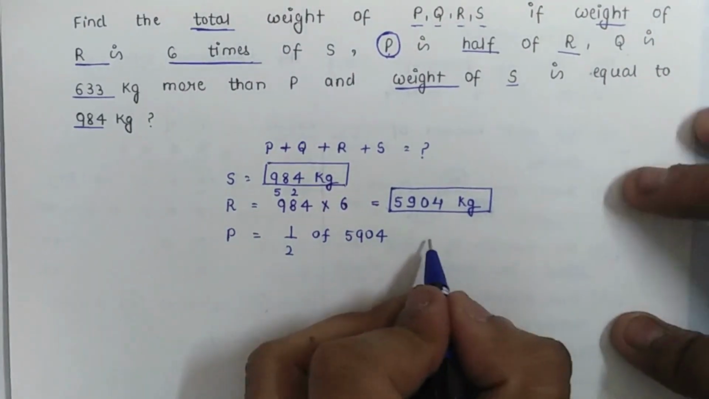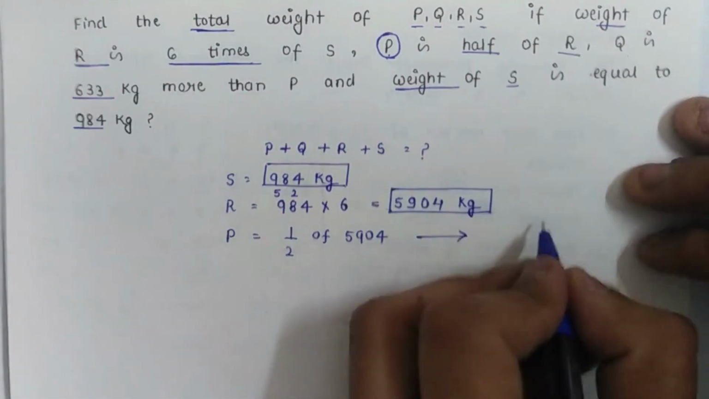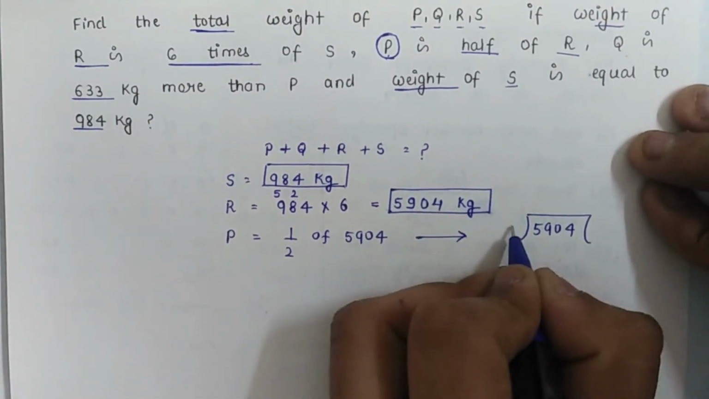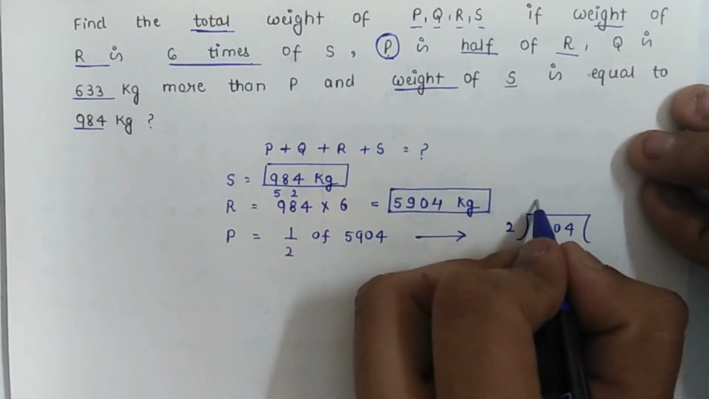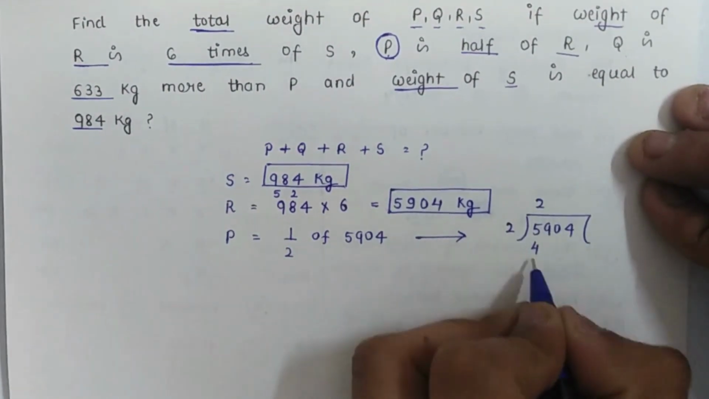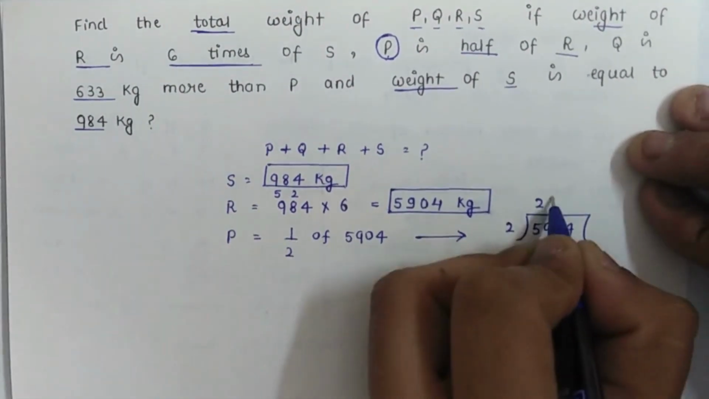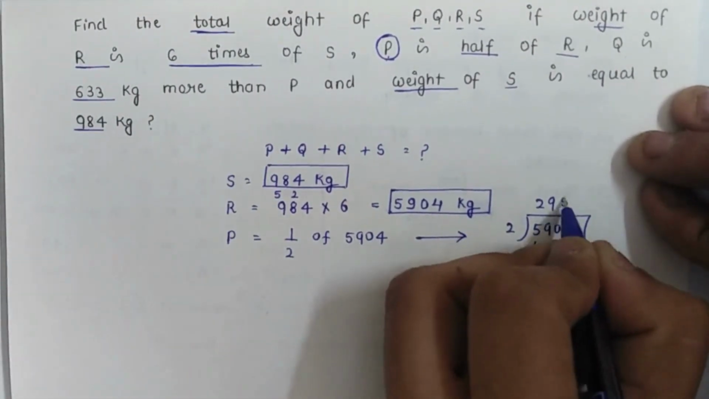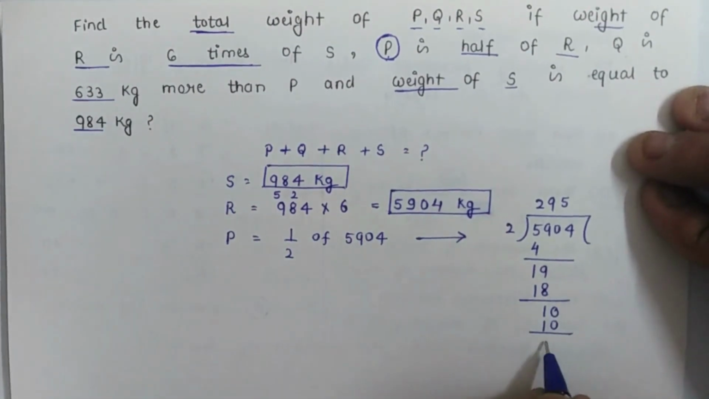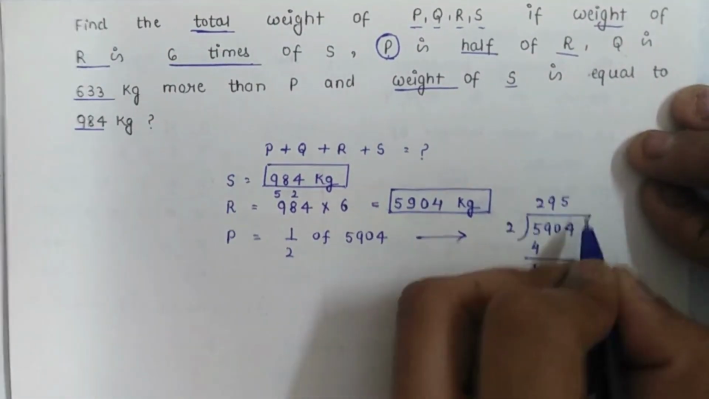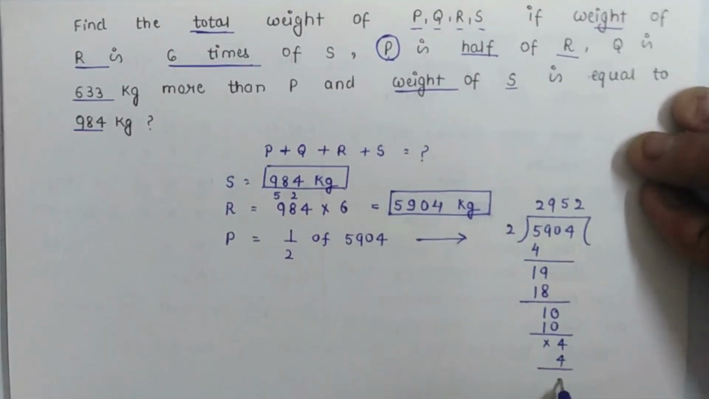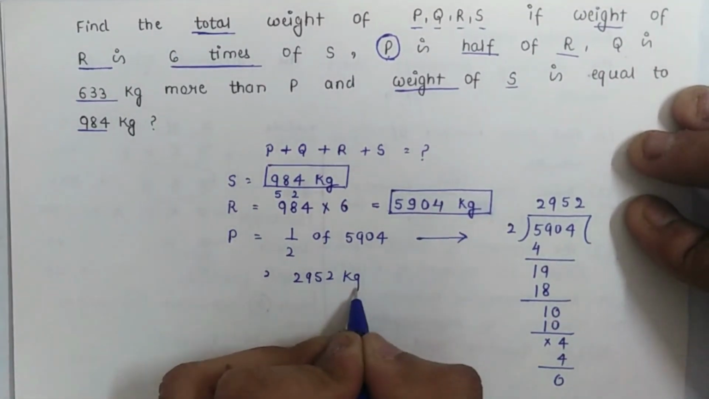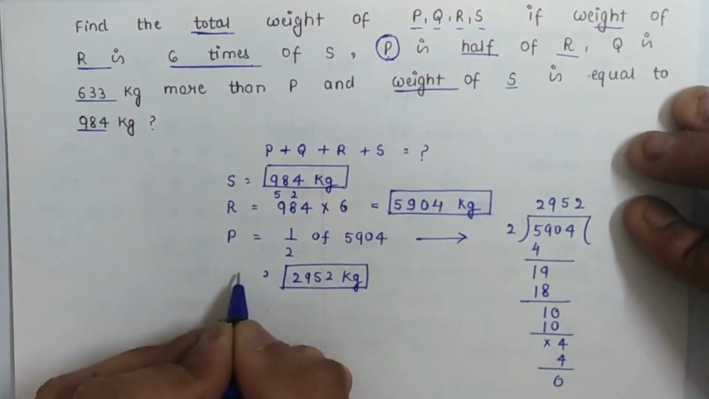How do we calculate this? You can do the long division method if you want. So let's do it that way. Dividing by 2, 2 times 2 is 4, we get 19, 2 times 9 is 18, 1, 2 times 5 is 10, 0, 4, so 2952. So this will be the weight of P, 2952 kg.